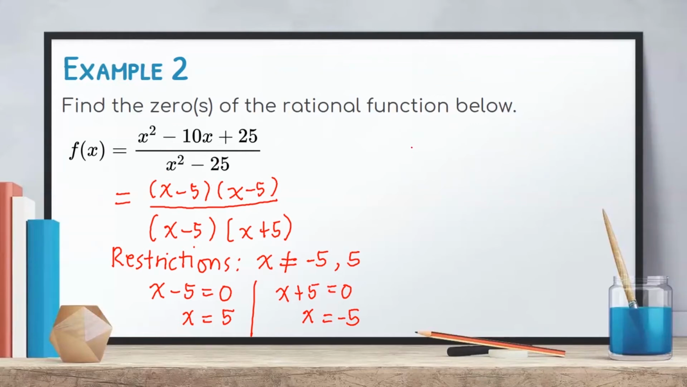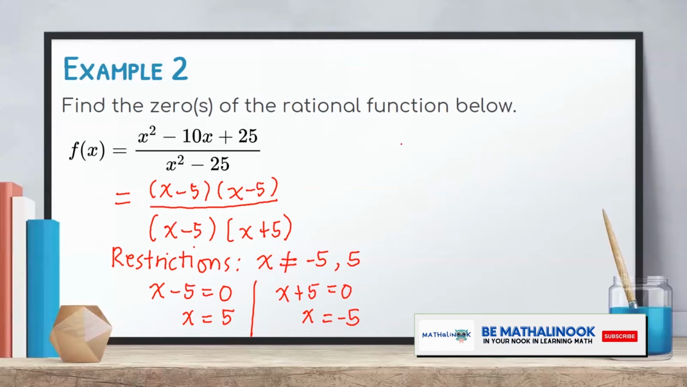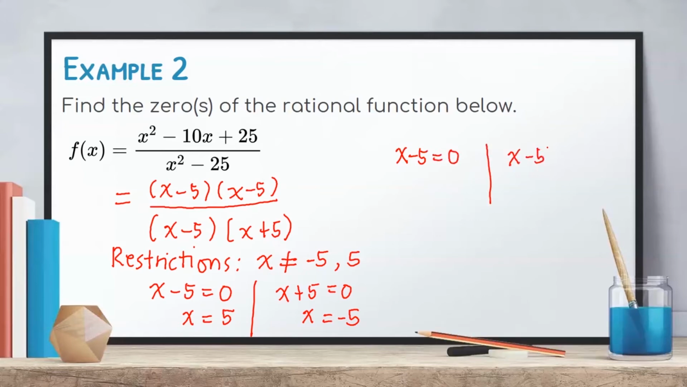Also, determine the values of x that will make the numerator equal to 0. To do that, let us equate the factors of the numerator to 0. So we will have x minus 5 equals 0 and then x minus 5 equals 0. When we solve for the value of x, we have x equals 5 and on the other side, we also have x equals 5. Since they are the same, we can simply write x equals 5.